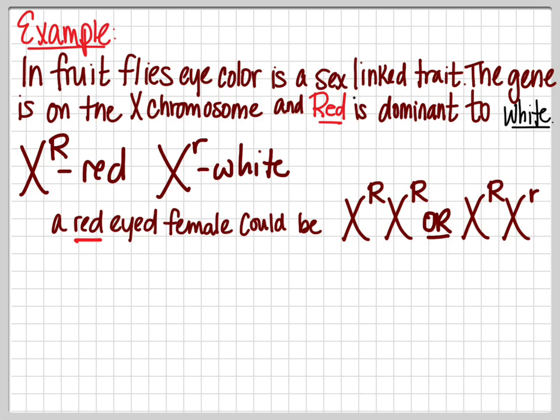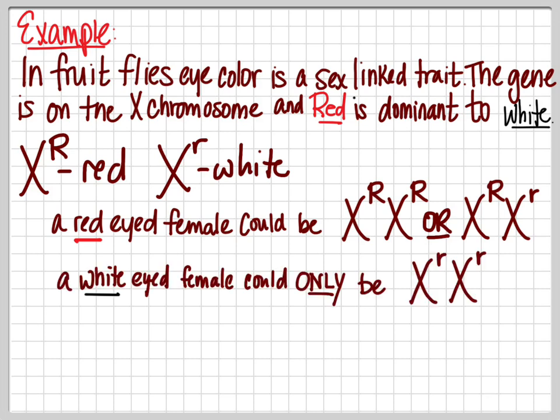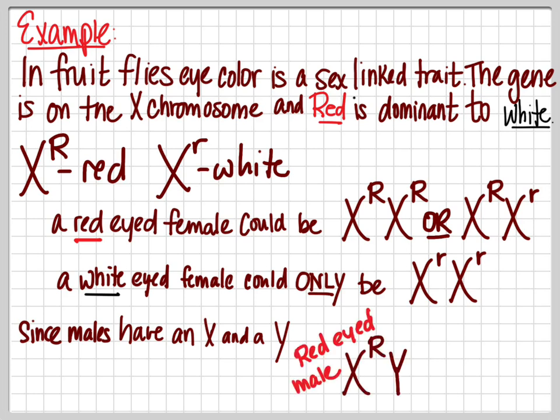What about a white-eyed female? Well, the only genotype she could possibly have would be X^r X^r, because she would have two recessive genes. What about the males? Since males only have an X and a Y, they don't have two X's, so a red-eyed male would be X^R Y, and a white-eyed male would be X^r Y. Okay, with all that in mind, let's actually walk through a problem.